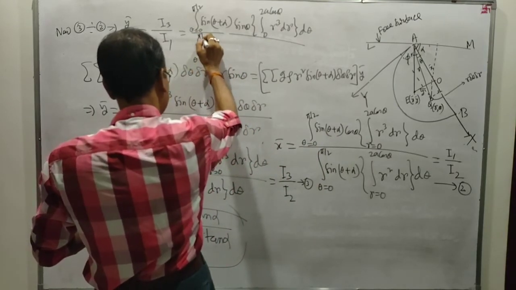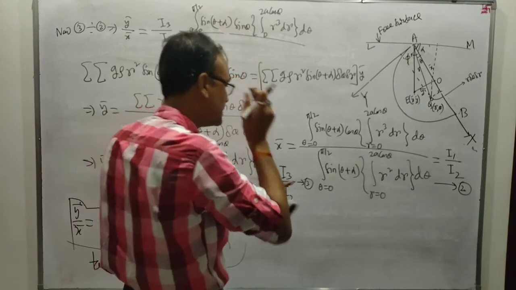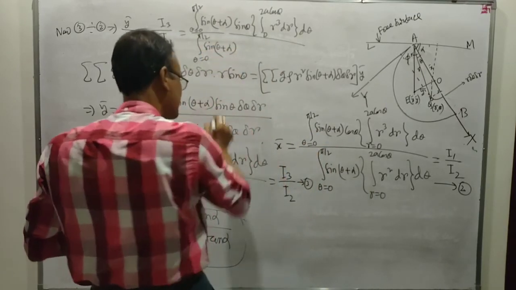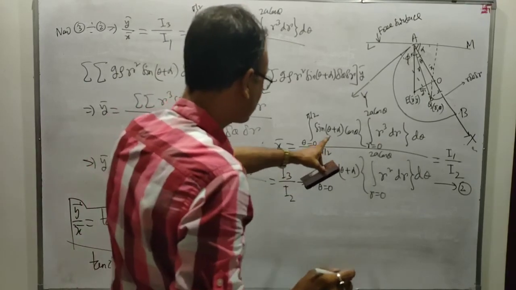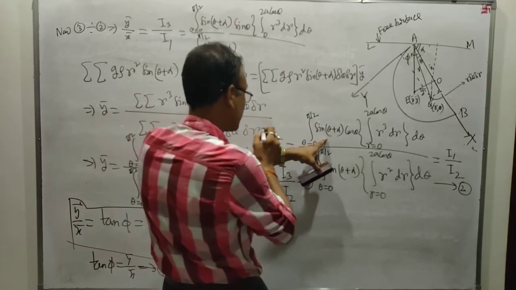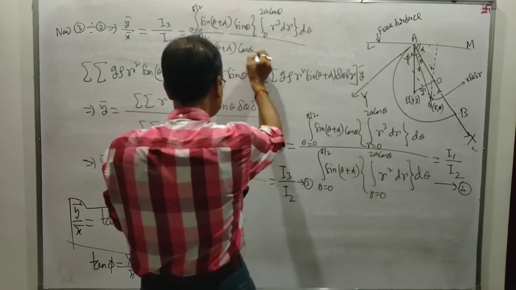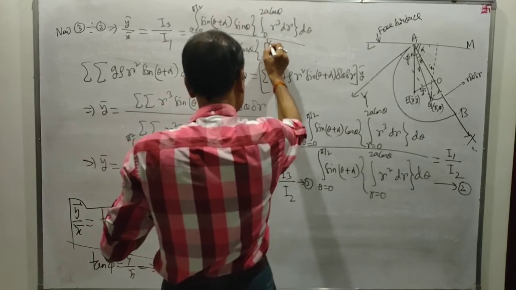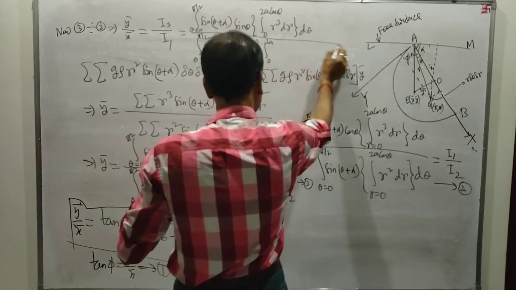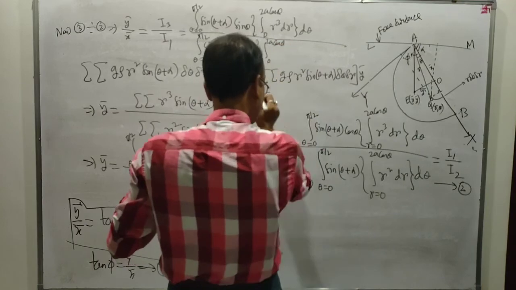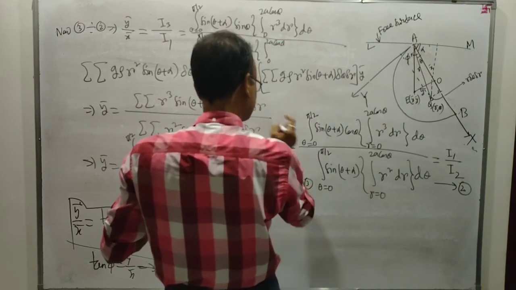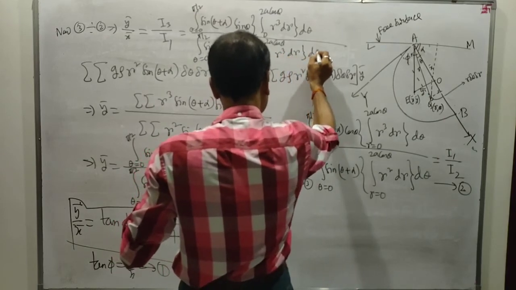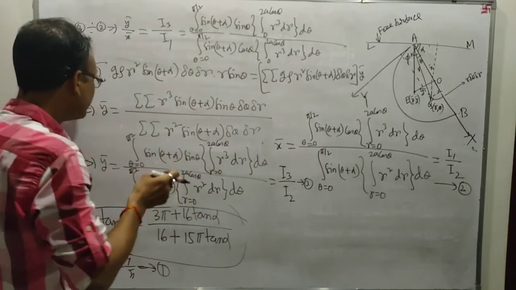Theta is equal to 0 to pi by 2, sine theta plus alpha, cos theta, and 0 to twice a cos theta, it is r cube dr d theta, r cube dr.